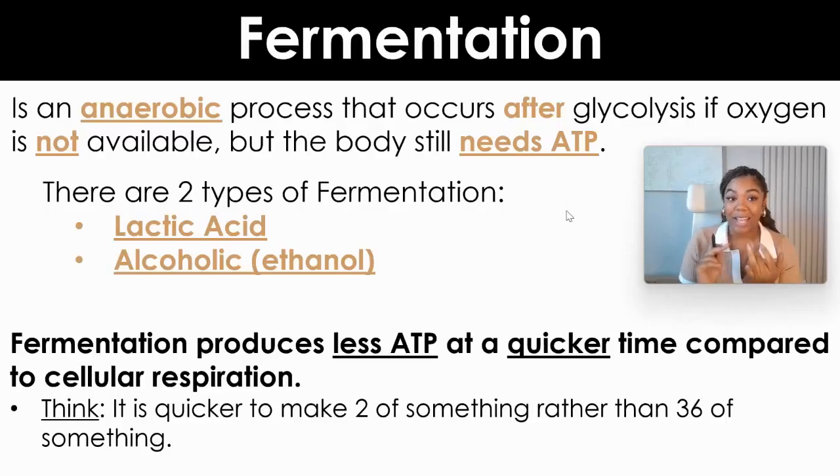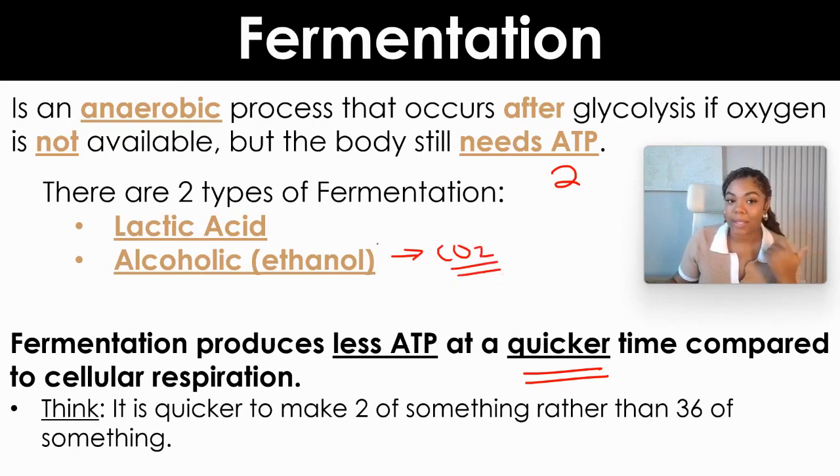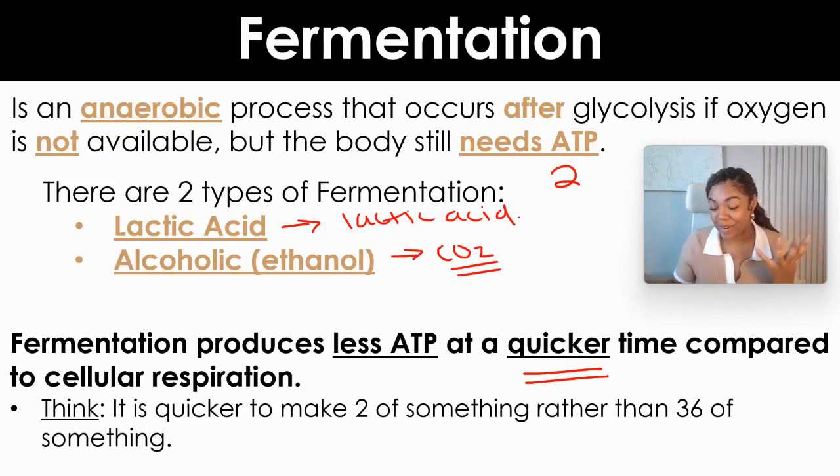Again, fermentation is an anaerobic process that happens after glycolysis. It is going to make 2 ATP, which is a disadvantage. However, the advantage of doing fermentation is that we get those 2 ATP a lot quicker than if we did cellular respiration. And the 2 types are lactic acid and alcoholic fermentation. We know that these things occur because in alcoholic fermentation, we're going to see evidence of those bubbles to show carbon dioxide. And for lactic acid, we should see the presence of lactic acid or soreness if you're using it for working out, to show that these things happen.